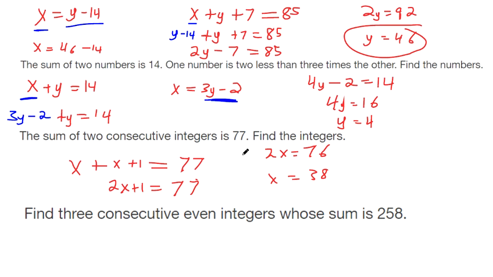There we go. Oh, that's one of them. Sorry, that's x. The next consecutive integer would be the next one up.